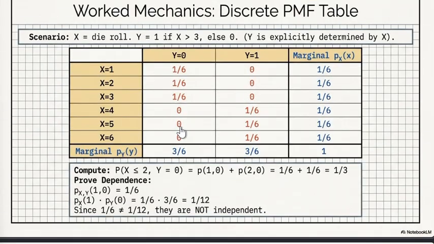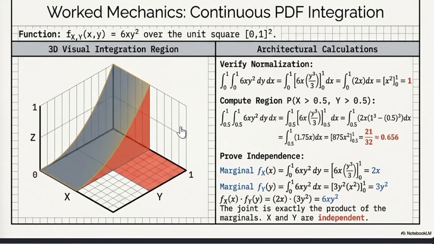Now, this was an example of discrete. Taking an example of continuous, it is also simple. In this question, it's given as 6xy squared for values of x and y from 0 to 1, otherwise it's 0. So first we will verify normalization. How will you do it? Just integrate from 0 to 1. After integrating, what value did you get? You got 1. So it's normalized.